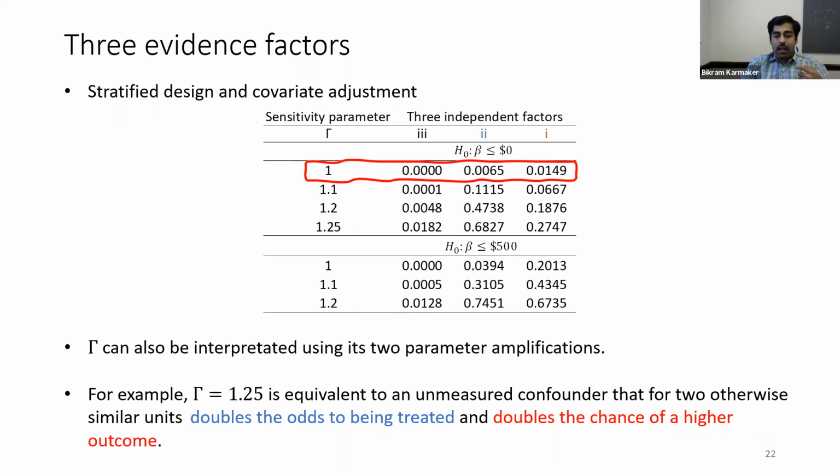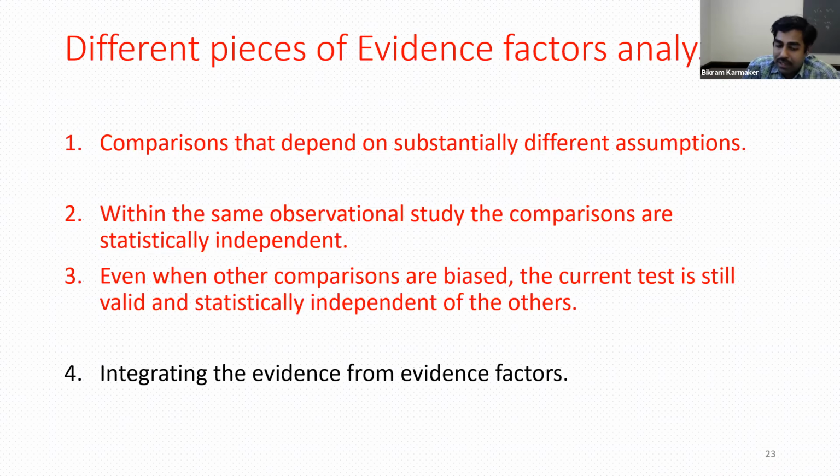Okay. Now, as I said, this is the initial set of results you can get from it. But because we are doing evidence factors, we can actually get a lot more from it. And that will be my fourth point. How do you integrate the evidence from evidence factors?